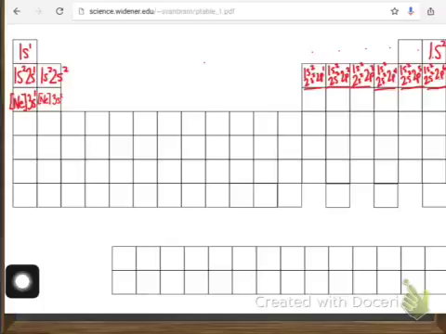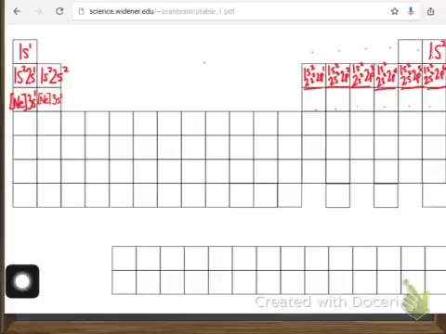You know what subshell is going to fill next. What subshell is going to fill next after 3s? 3p. Guess what we're filling over here? 3p's. So in the third period, what you're filling is 3s and 3p. How many electrons can be held between 3s and 3p? 8. Guess how many elements there are in the third period? 8. Weird. Just flat out weird.